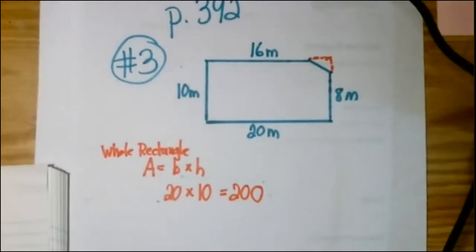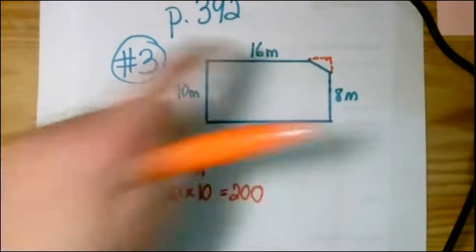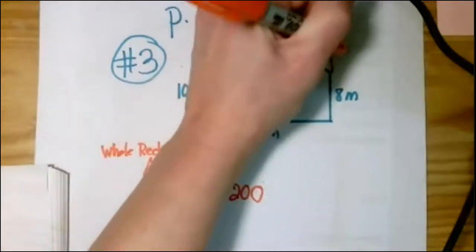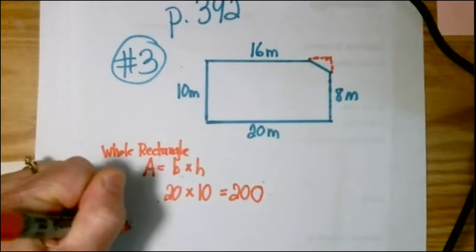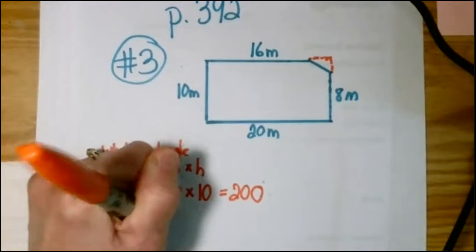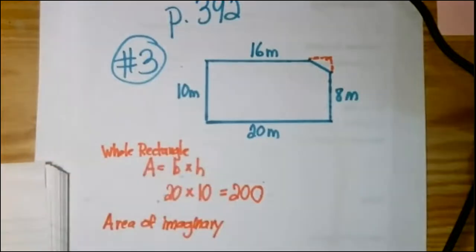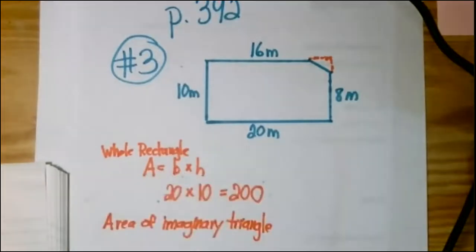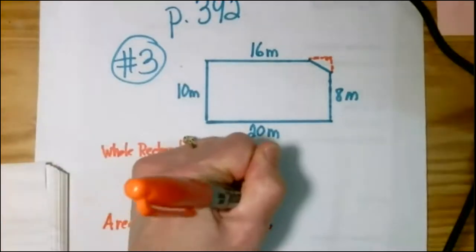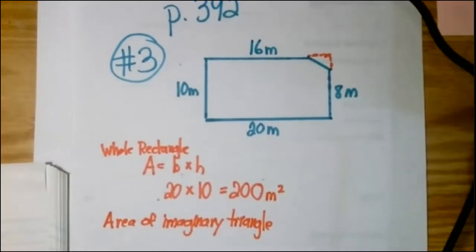Okay, now we have to subtract out, what do you think? Yeah, this little piece. We want to get that piece out of there. So we got to figure out the area of that triangle. So area of imaginary triangle. And I just want to label this. This is 200 meters squared. So the area of the imaginary triangle.